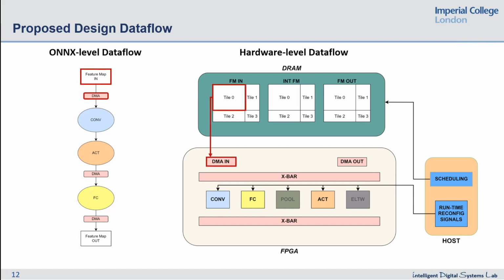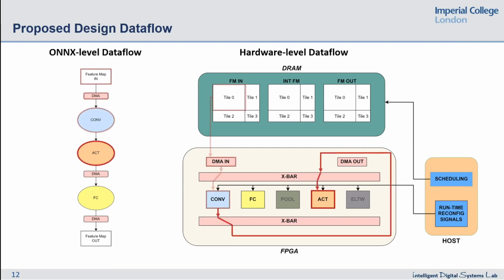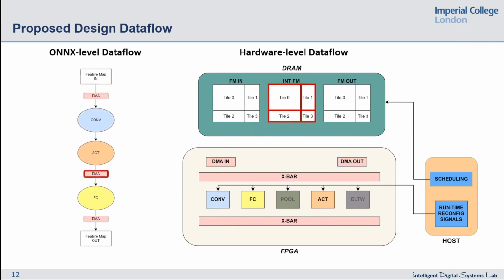Starting with the first tile, we pass it through the DMA to the convolutional layer, which utilizes the crossbar to send the data to the activation layer. So at this point, we don't need to go off-chip through the DMA out. After the activation is completed, we send the data through the DMA to the DRAM to be processed by the next part of the model. This continues for the rest of the tiles until we have the intermediate feature map complete, and we can execute the next layer in our model.